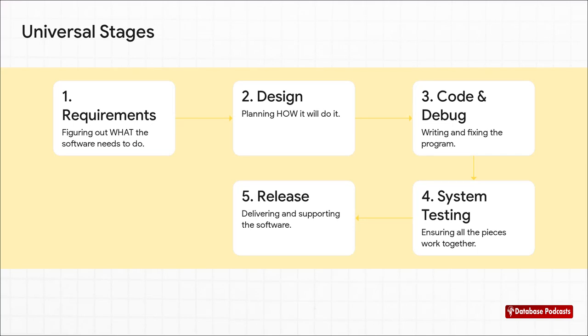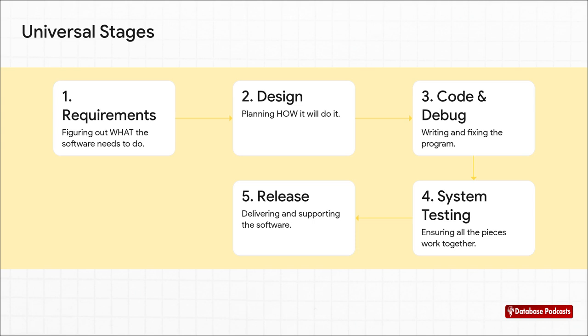First up, you've got requirements. This is all about figuring out what the software is supposed to do. Simple, right? Then you've got design, which is the how. How are we going to build this thing? After that, you get to the part everyone thinks of, code and debug, the actual building and fixing of stuff. Next is system testing, which is super important. It's making sure all the different pieces actually work together without breaking.